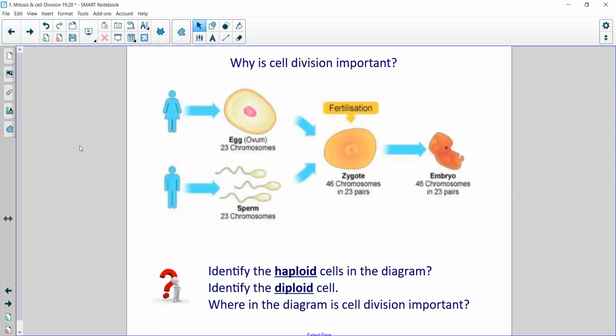So why is cell division important? Well, have a look at this picture, and I want you to try and identify the haploid cells that are in the diagram, and then the diploid cell that's in the diagram.